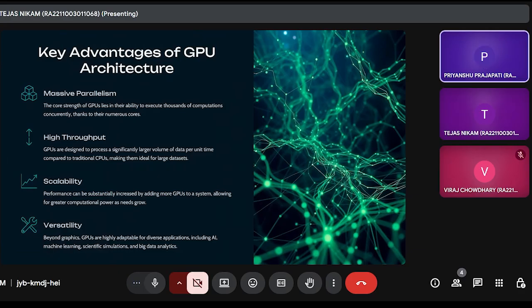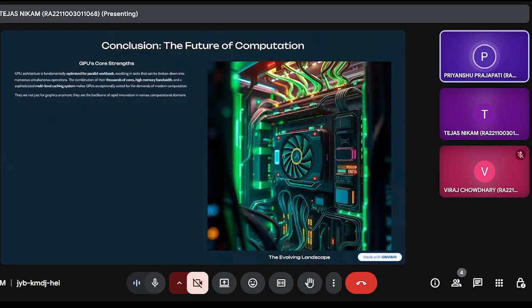big data analytics. So, to conclude our presentation, GPU architecture is fundamentally optimized for parallel workloads, excelling in tasks that can be broken down into numerous simultaneous operations. The combination of their thousands of cores, high memory bandwidth, and a sophisticated multi-level caching system makes GPUs exceptionally suited for the demands of modern computation. They are not just for graphics anymore, they are the backbone of rapid innovation in various computational domains.